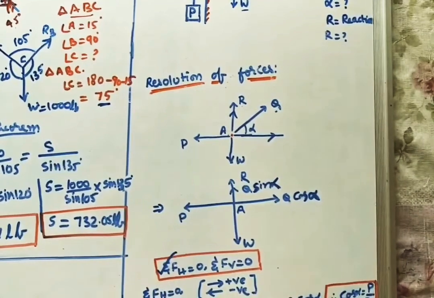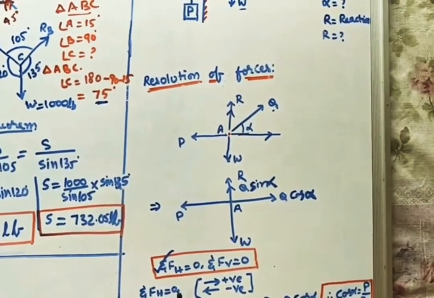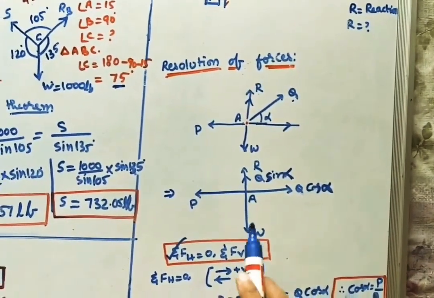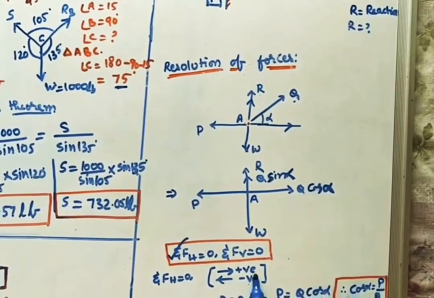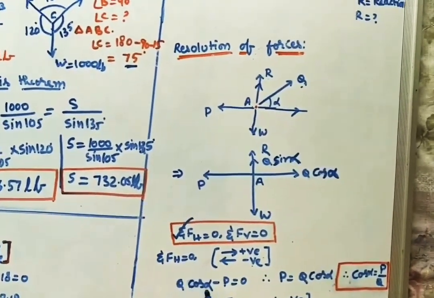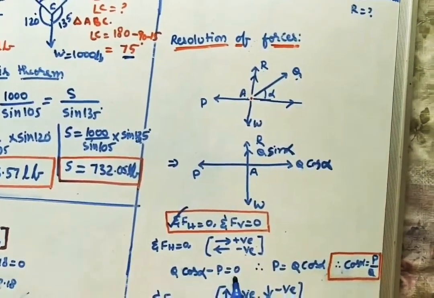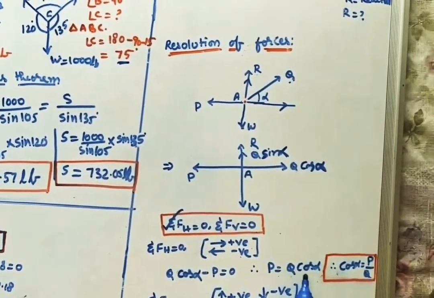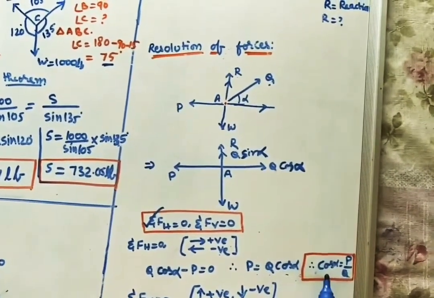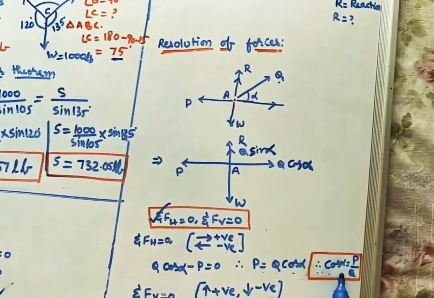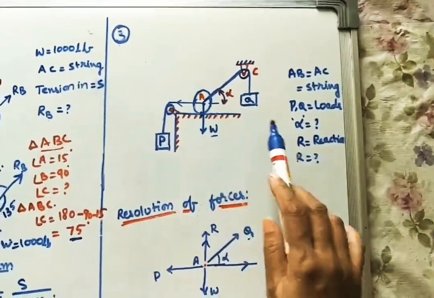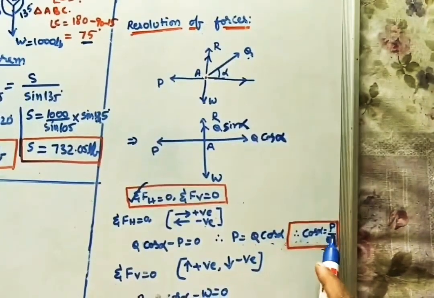First take this condition, sigma Fh is 0. In this direction I am taking positive. In this direction forces I am taking negative. Now what is the first horizontal force? Q cos alpha, in this direction positive. Next force is P. In this direction it is negative. Write down Q cos alpha minus P is equal to 0. From this we can write P is equal to Q cos alpha. Here we have to find the angle, cos alpha is equal to P by Q, or alpha is equal to cos inverse of P by Q.